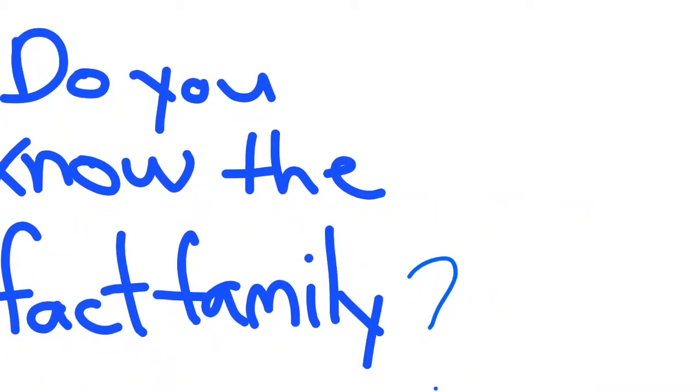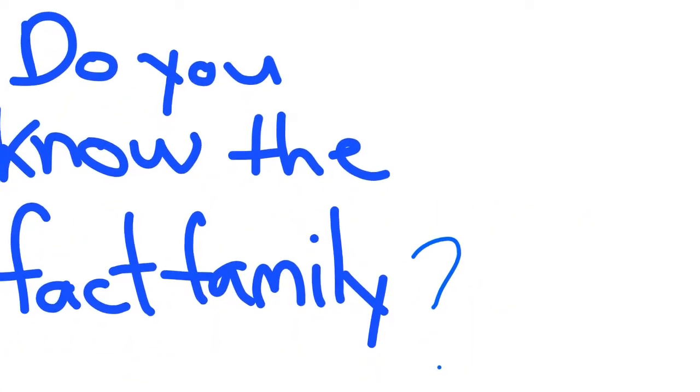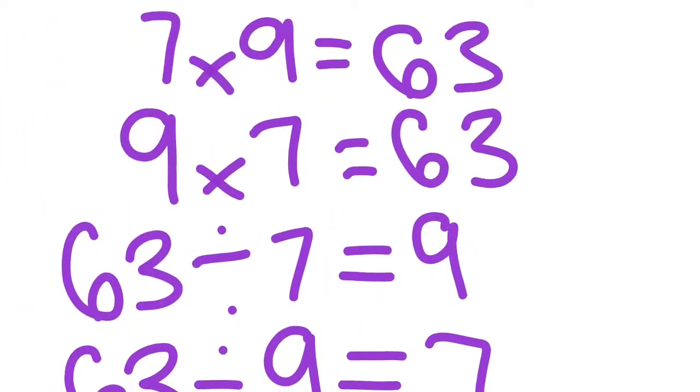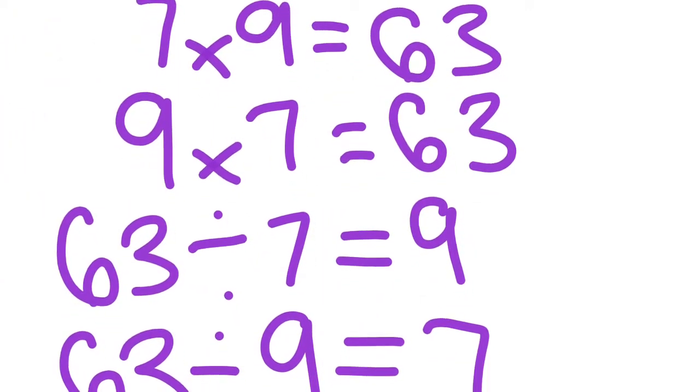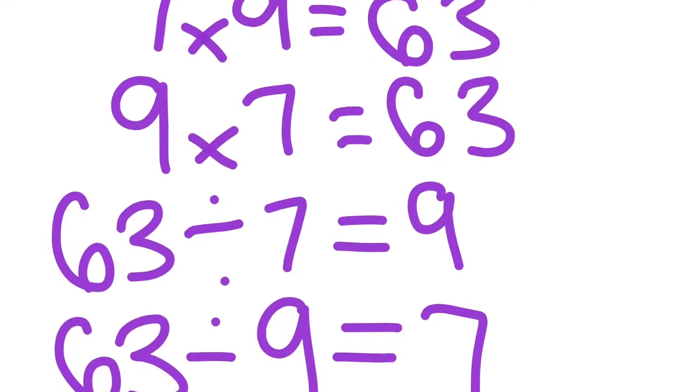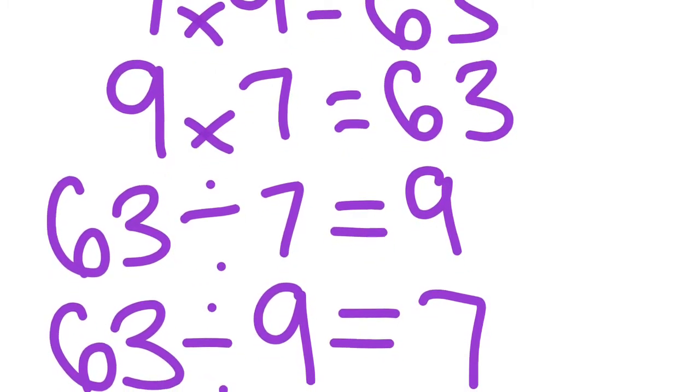Do you guys know the fact family of 7 times 9? This is the fact family of 7 times 9. 7 times 9 equals 63. 9 times 7 equals 63. 63 divided by 7 equals 9. And 63 divided by 9 equals 7.